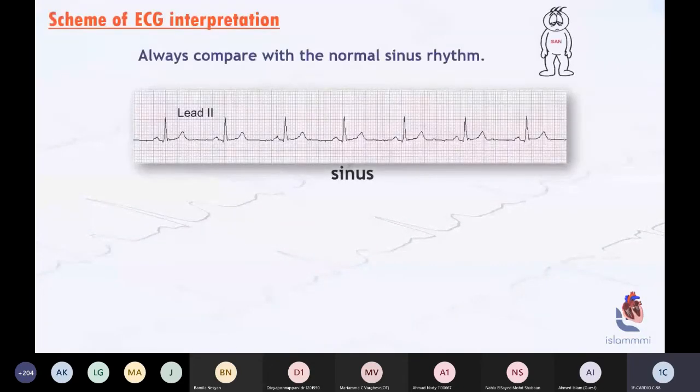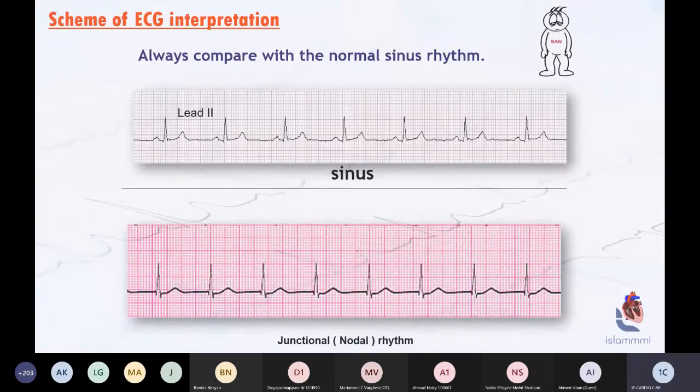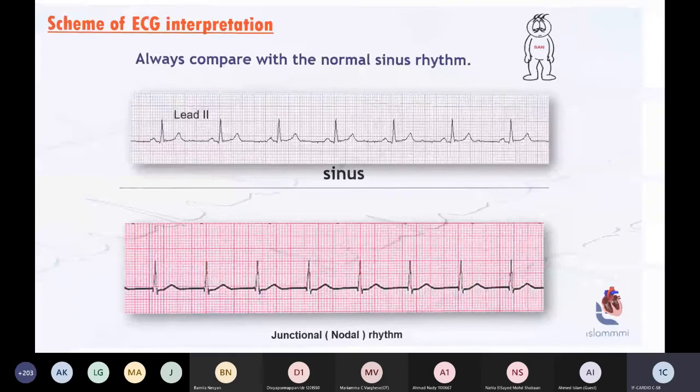So as I told you before, I will always bring the normal to compare with the abnormal. The upper one is the sinus. This is normal. You can see a very beautiful P wave here. And then this is the nodal. It's exactly similar to the sinus, but without a preceding P wave. So this is the first example of absent P wave.